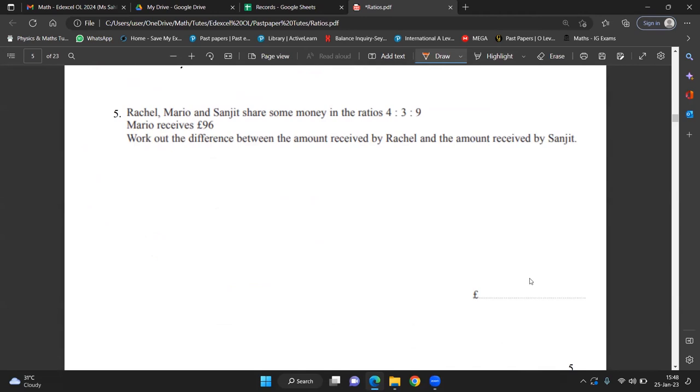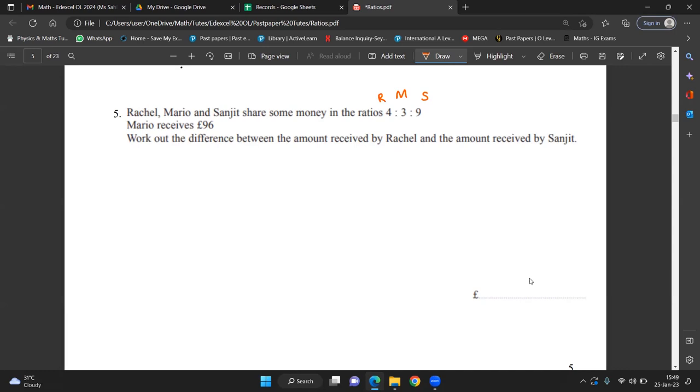The 4, the 3, or the 9? Why 9? Wild guess. Rachel is the first name they use. That means it belongs to 4. 4 belongs to Rachel. Mario, 3, and Sanjit, 9. Do you guys understand? You have to go in that particular order, okay?